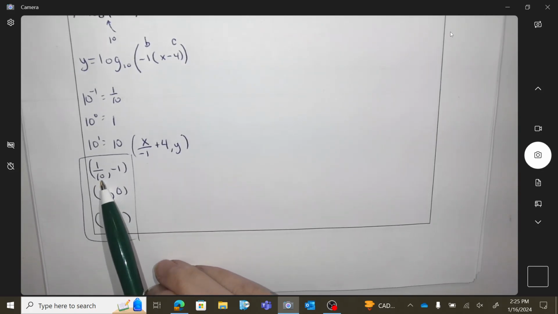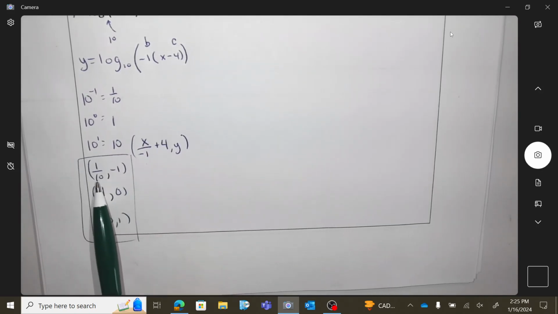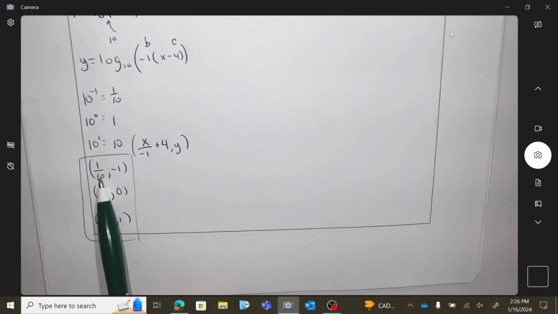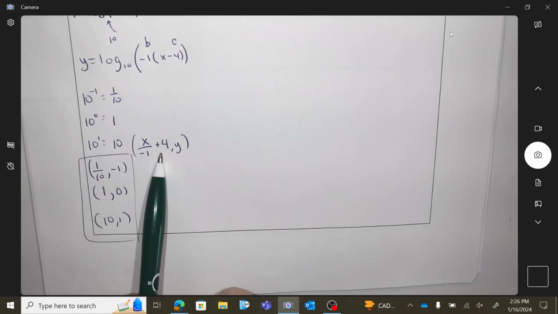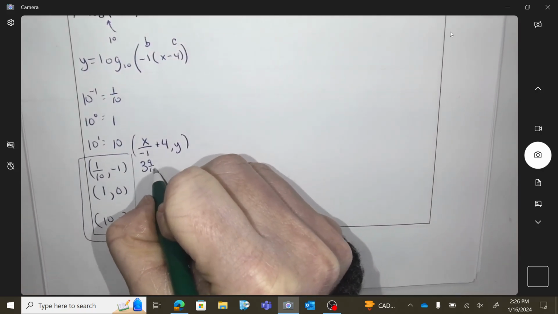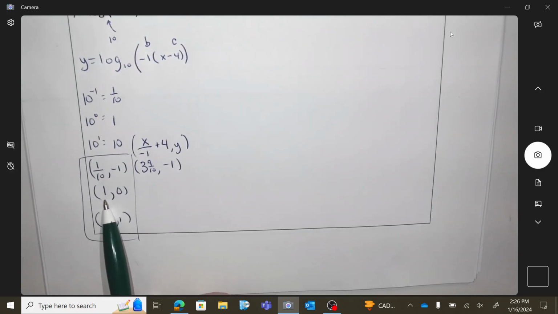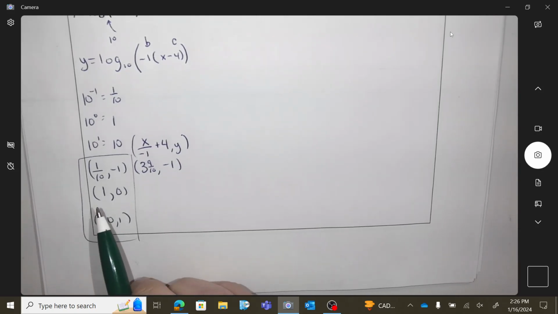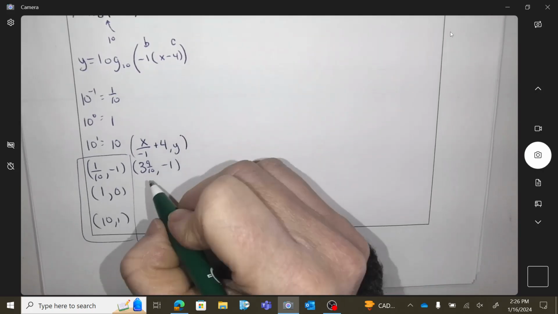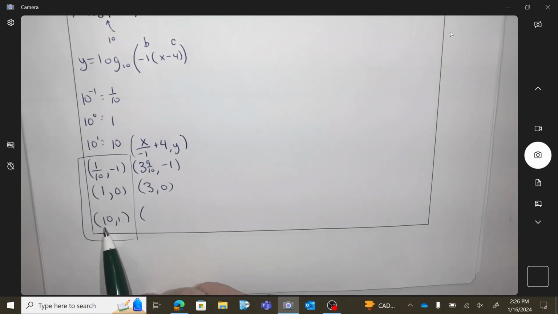Okay. You probably won't have a calculator present in this. So what is negative 1/10 plus 4? Or 4 minus 1/10? 3 9/10. What's negative 1 plus 4? Negative 1 plus 4? 3. Negative 10 plus 4.